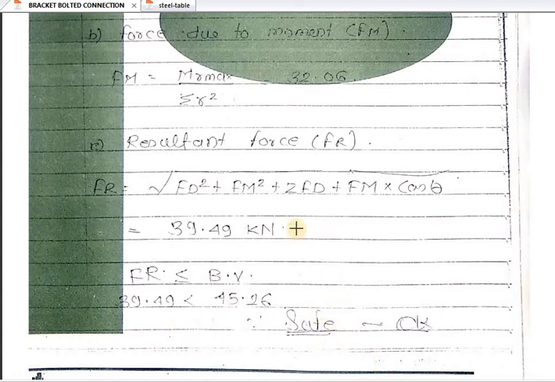That means we have to make changes as per the requirements. So here we will end today's lecture, in which we have found the number of bolts required to satisfy the load of 400 kilonewtons to be taken by the brackets. Thank you everyone.